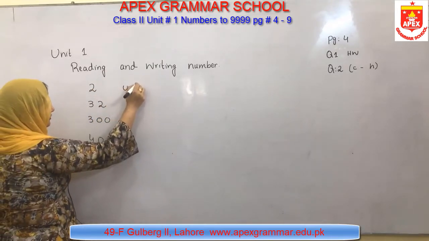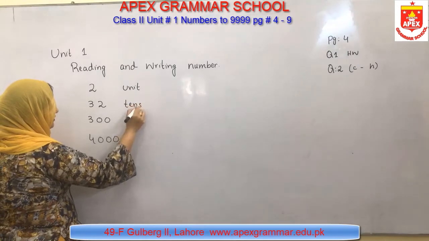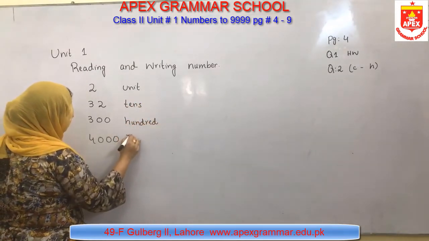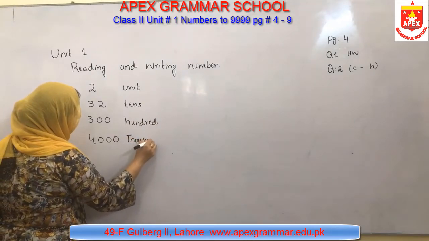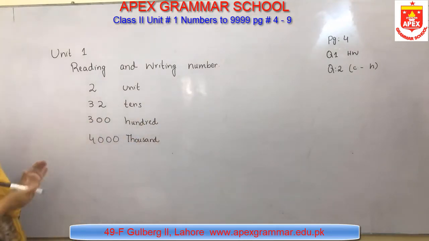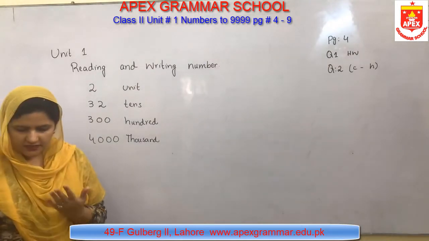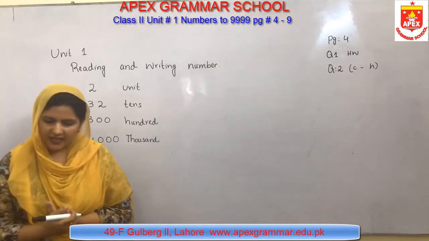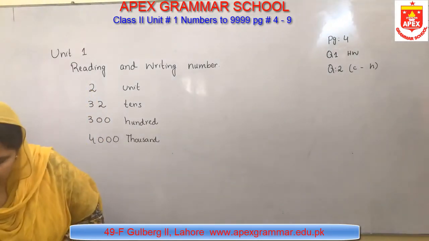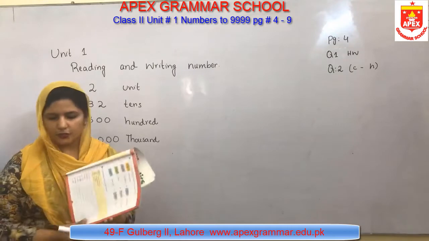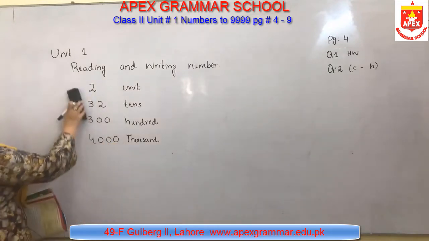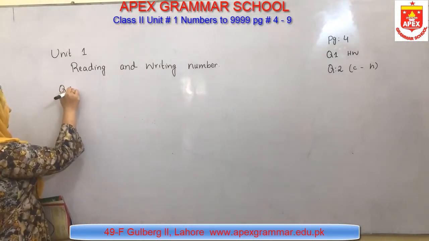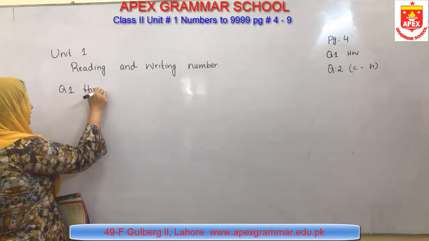This is unit. This is tens. This is 100. And this is 1000. Okay. Now, first question is question number 1. Read these and write each number as a number. First question is 3925.